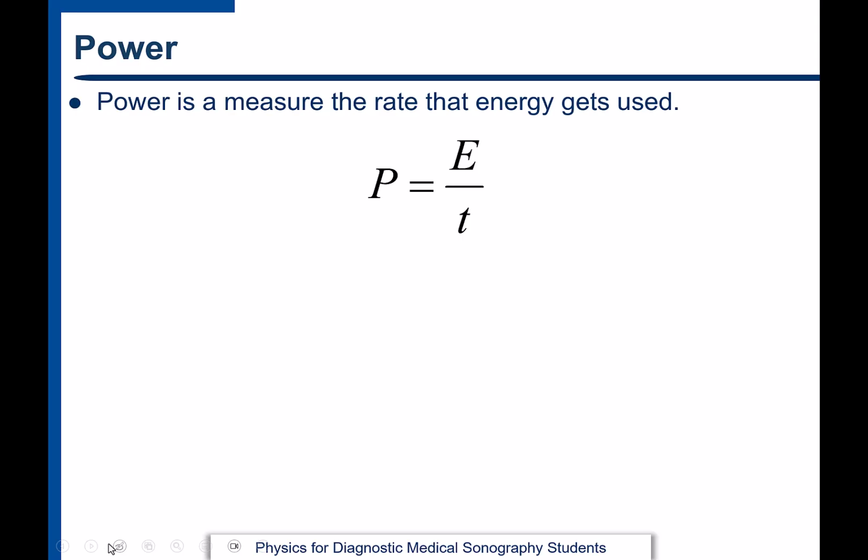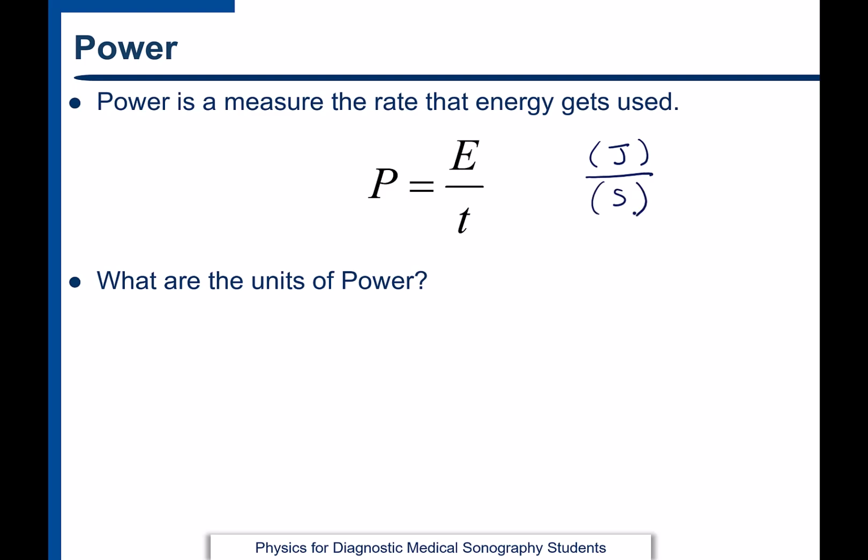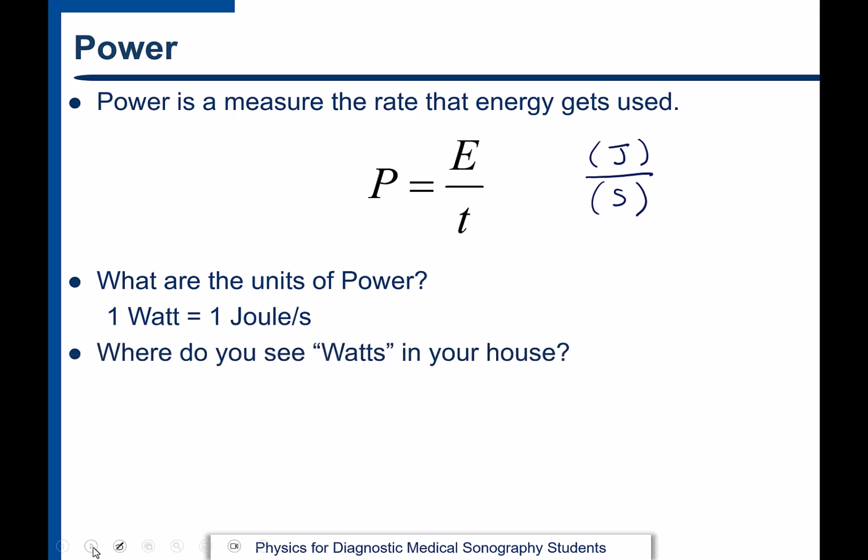Let's look at what the units of power are. Well, we know that energy has units of joules and time has units of seconds. So the unit of power would be a joule per second. But power is a really important quantity, so we give it its own unit called the watt. So 1 watt is equal to a joule per second. So I want you to think for a minute, where have you seen that term watts before in your house?